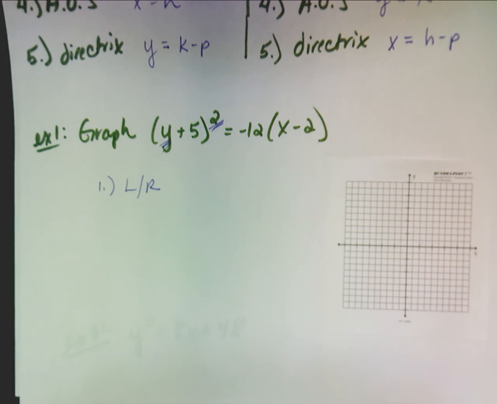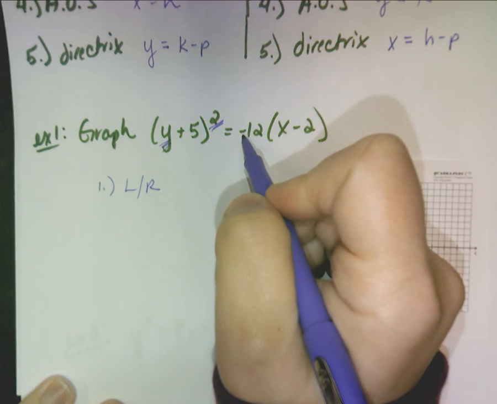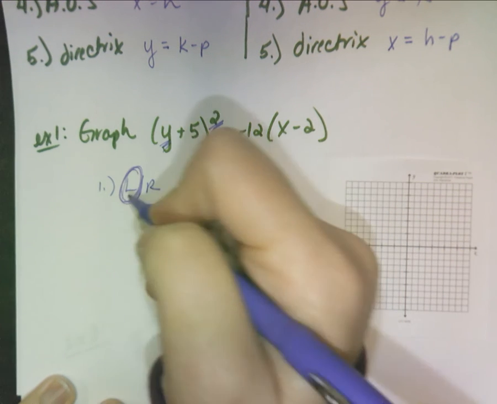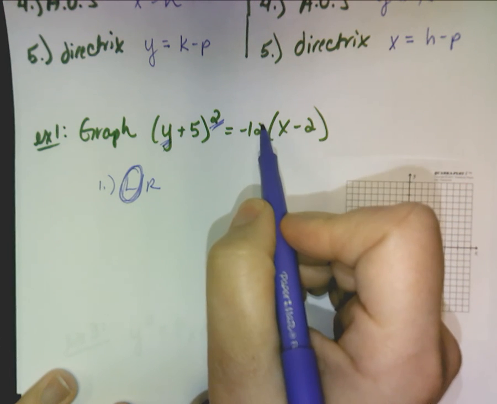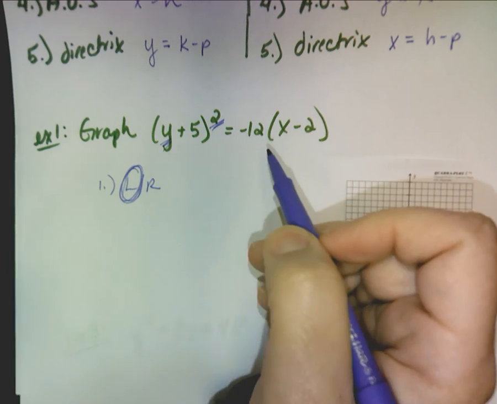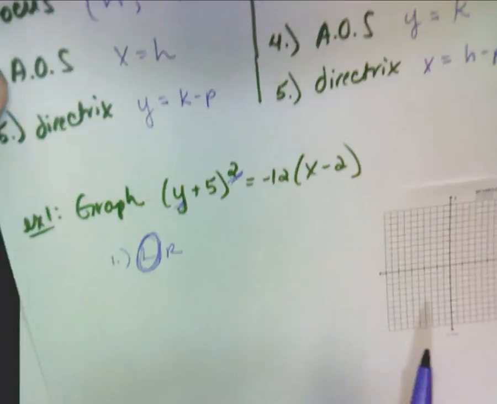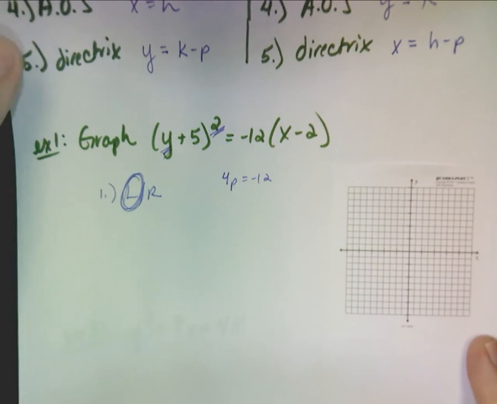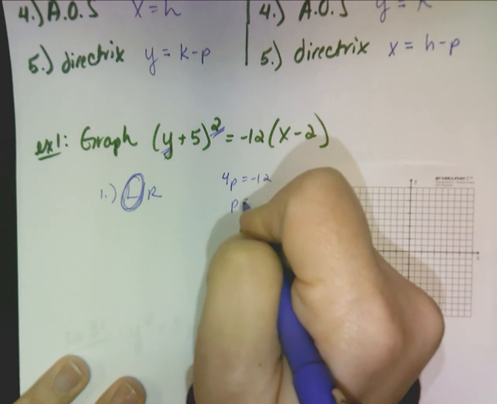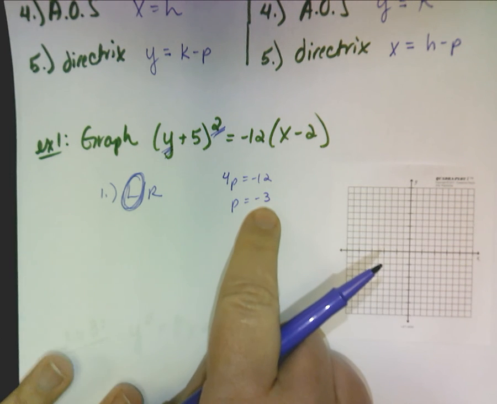If the y is squared, it's going to open left or right. How do I know which way it goes? Does it go left or does it go right? Which one do you think? If that's negative, it goes left. Okay, so I already know it's going to open to the left. Next, look at this number right here in front. That is equivalent, according to your equation up here, to 4p. So if 4p equals negative 12, what would p be? P would be negative 3. That's very important. Just keep that on the side for right now.